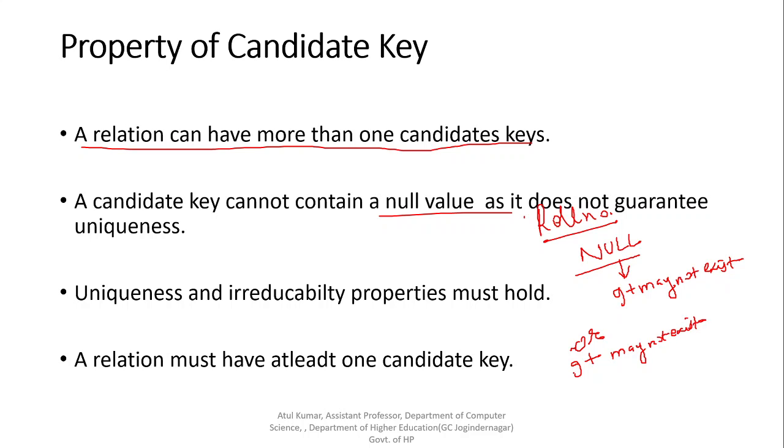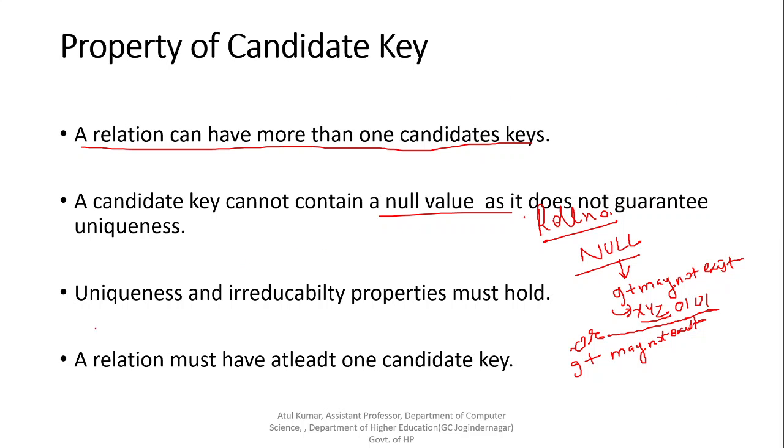If it may exist, roll number can be any value, like x, y, z, maybe a roll number 001, it may be any kind of value, that is null value. So the candidate key cannot contain a null value.